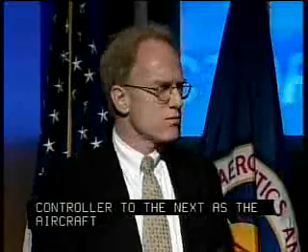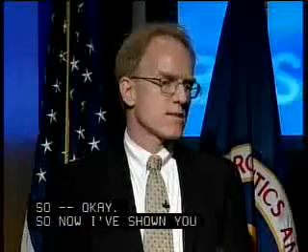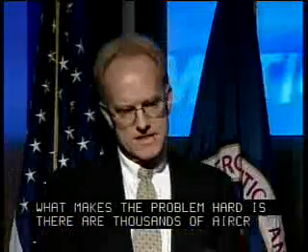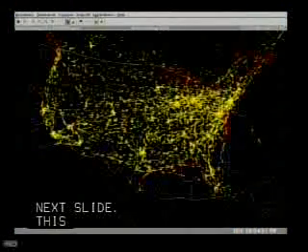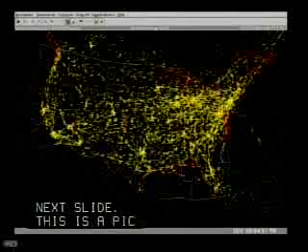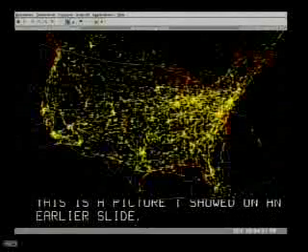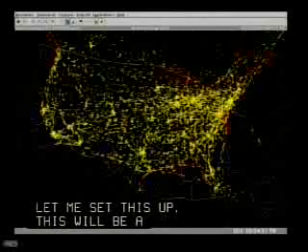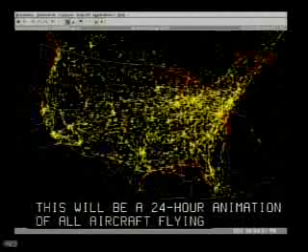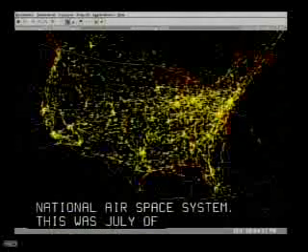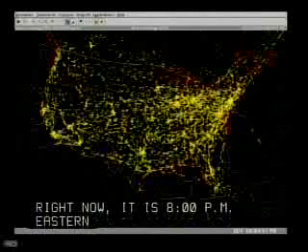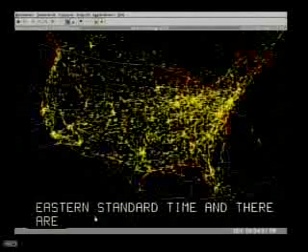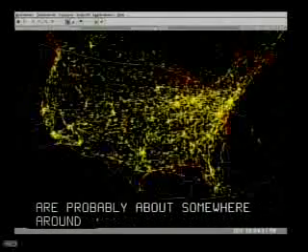Okay, so now I've shown you one aircraft flying across the country. What makes the problem hard is there are thousands of aircraft flying at any given time. Next slide. So this is the picture I showed on an earlier slide. This is an animation, so before I run this, let me set this up. This will be a 24-hour animation of all aircraft flying in the National Airspace System. This was July of 2005. Right now it is 8 p.m. Eastern Standard Time, and there are probably around 4,000 aircraft flying. So let's go ahead and roll that movie.